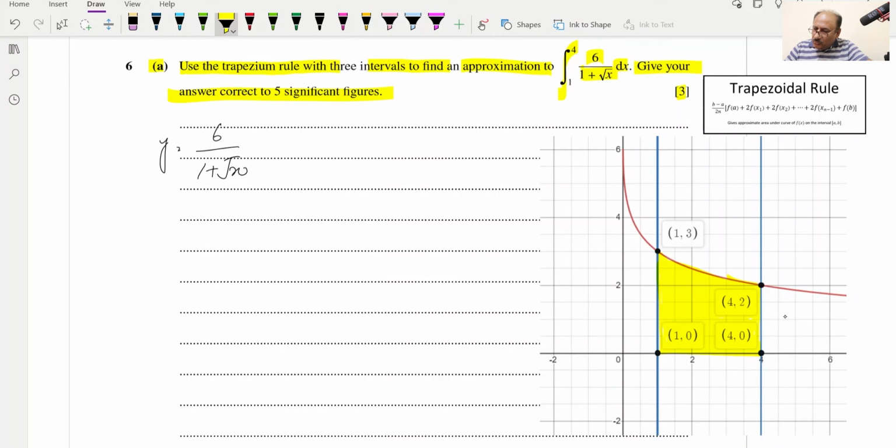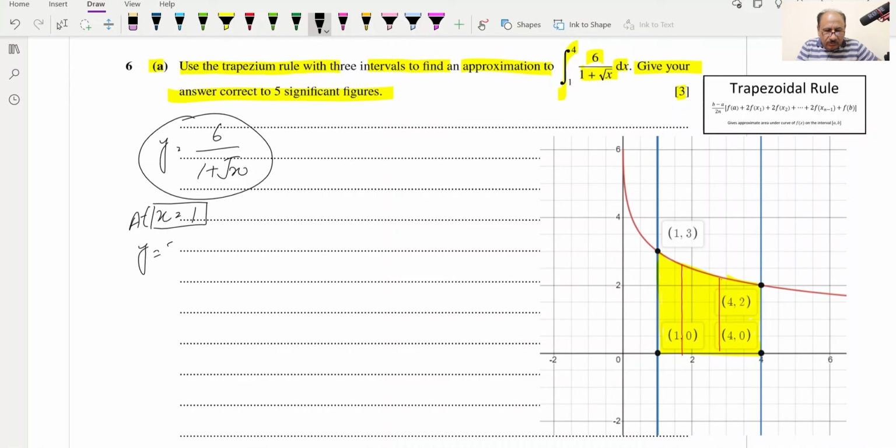So we have to make 3 strips, like 1, 2 and 3, so it will be 3 equal portions. We'll be dividing it, so we can check for x equal to 1. At x equal to 1, this equation will give us 6 over 1 plus 1, which is 2. So 6 by 2, which is equal to 3. So y will be equal to 3.